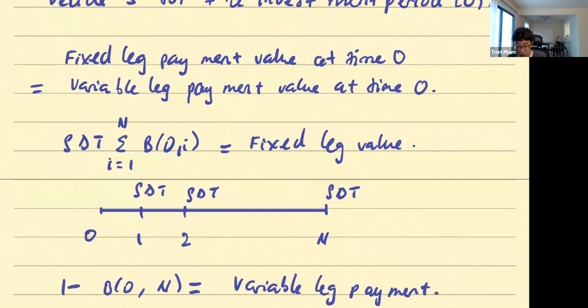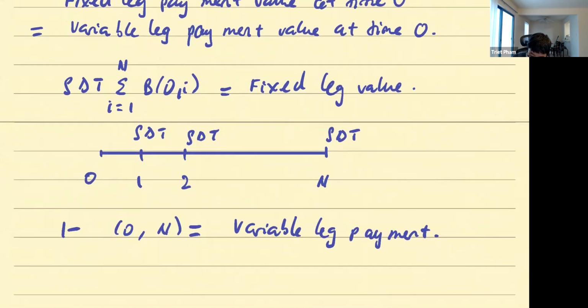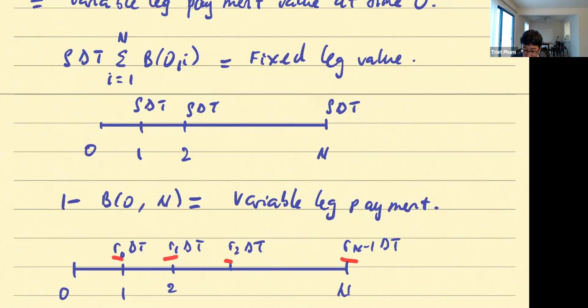Okay. Now it sounds complicated, right? I mean, how could you have some simple thing like that for the variable leg payment? Because remember, at time 0 to time 1, that person must pay R0 delta T. At time 1 to time 2, that person must pay R1 delta T, R2 delta T, Rn minus 1 delta T, etc. And all these are random. You don't know them until you enter this time investment period.